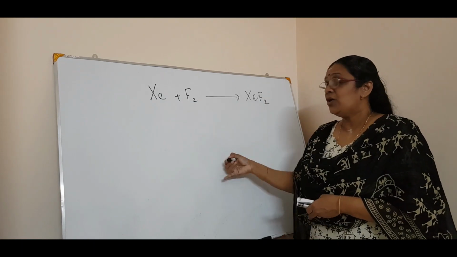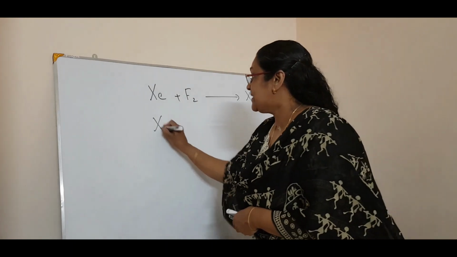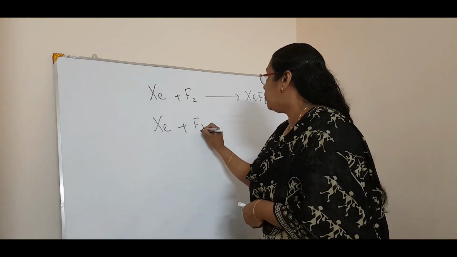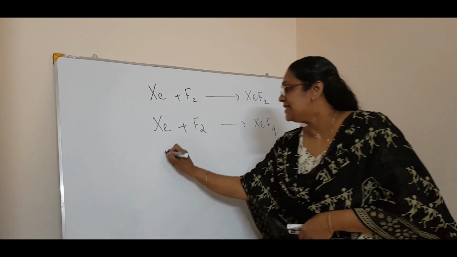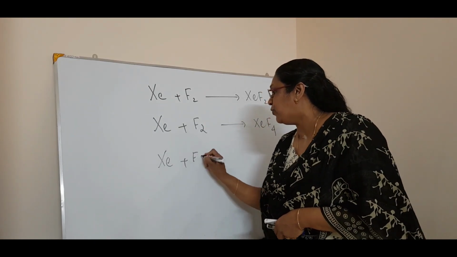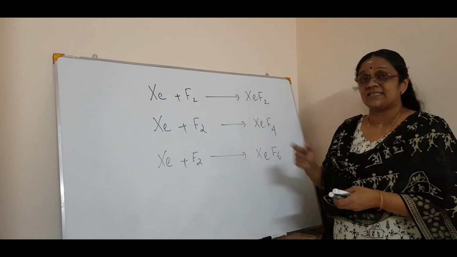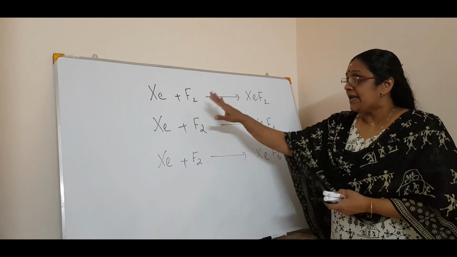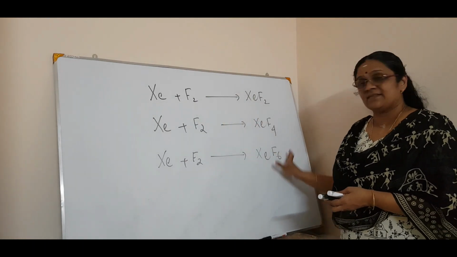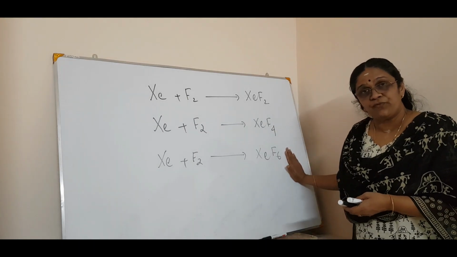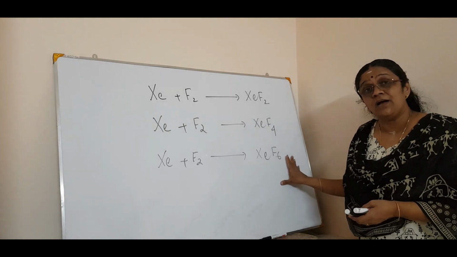You can remember this very well if you write and study like this. Next is Xe plus F2 giving XeF4. And next is Xe plus F2 giving XeF6. Write like this and study. Direct combination of xenon and fluorine will give you xenon fluorides. Three types of xenon fluorides: xenon difluoride, tetrafluoride and hexafluoride.